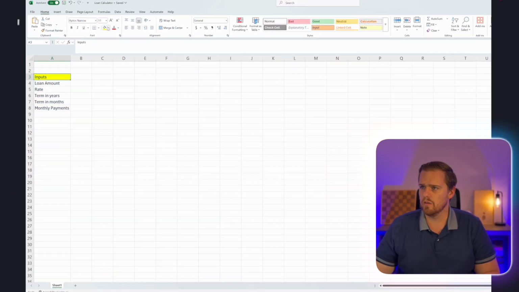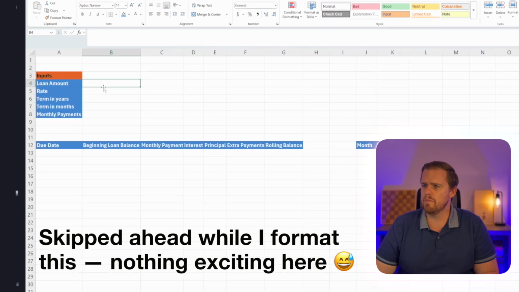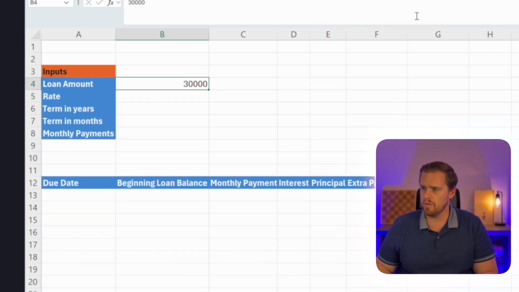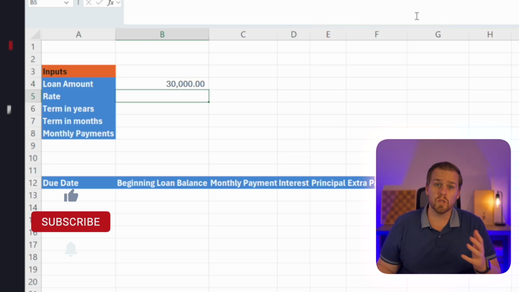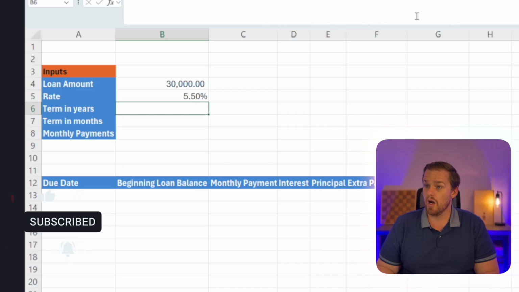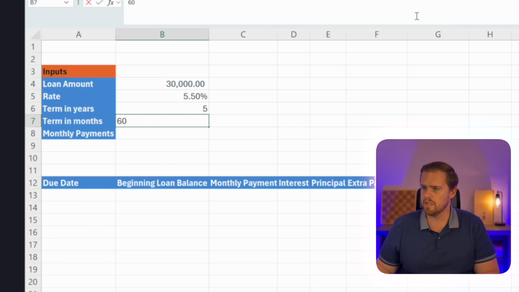We'll give this a quick little format. And then right here in B4, we're gonna go ahead and have our inputs. So as I mentioned, our loan amount will be $30,000, Alt HK to format that into dollars. Our rate, unfortunately, rates right now aren't very favorable, so for easy math's sake, we'll say this is 5.5%. Our term in years is a 5-year loan, so that's gonna be 60 months.